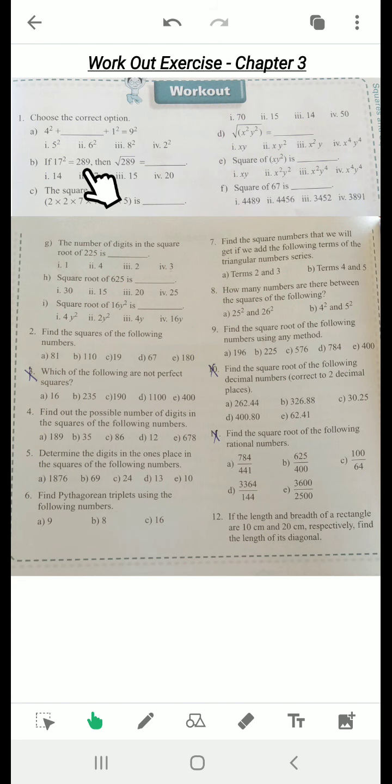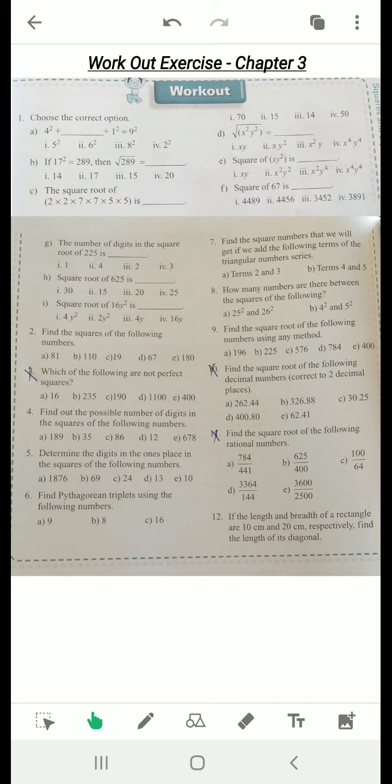If 17 square is equal to 289, then the square root of 289 will be 17. Then we need to find the square root of these pairs: 2 multiply 2, 7 multiply 7, 5 multiply 5. So we will take one digit from each pair. Okay, so it will be 2 multiply 7 multiply 5, that is 70.